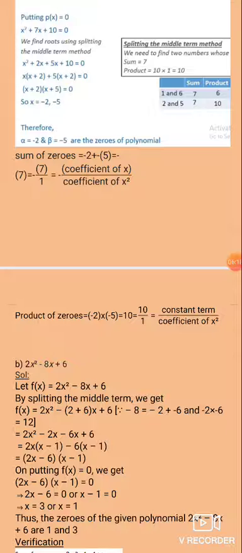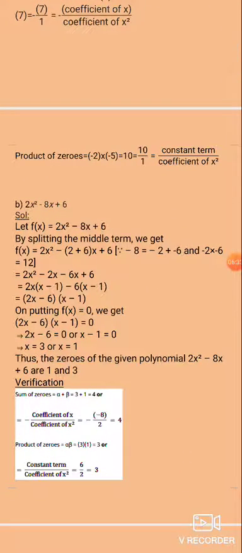First zero. Second, x minus 1 equal to 0. So x is equal to what? Plus 1. Thus the zeros of the polynomial 2x square minus 8x plus 6 are 1 and 3. Now we need to verify this relationship between the zeros and the coefficients.